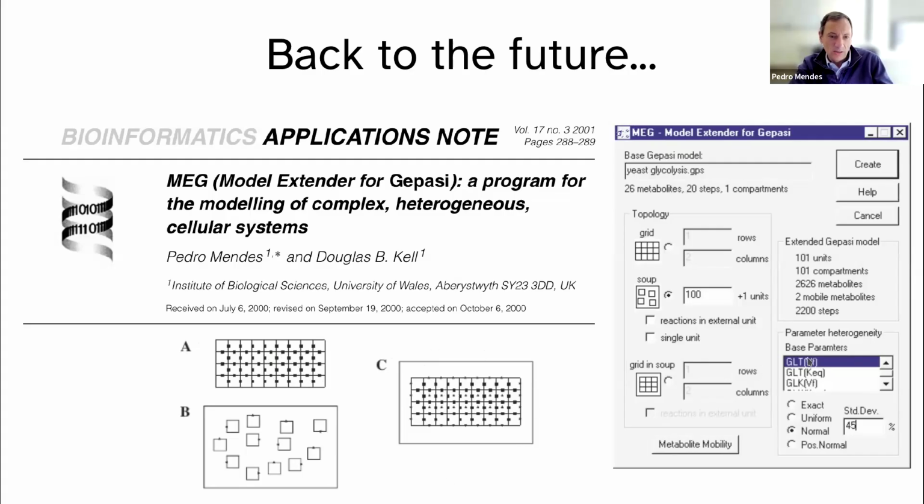And then you could select which species can be transported between units, and maybe even make some parameters randomly distributed, so some parameters could be different in each cell. And then this would generate a new Gepasi file that now has a large number of units. It's a much larger model that rather than having just one cell now has maybe hundreds of cells. So this was already in existence.